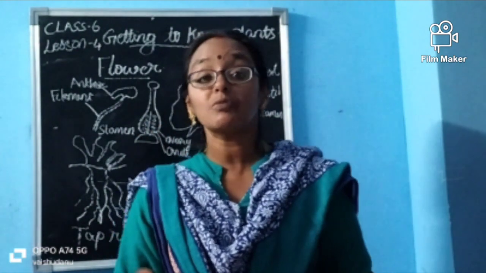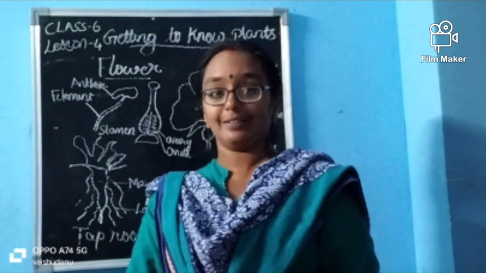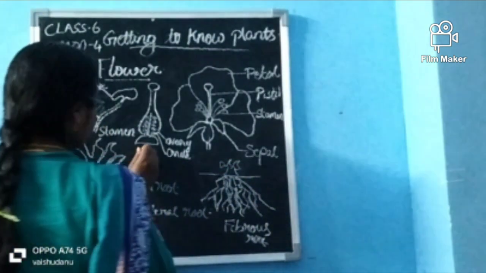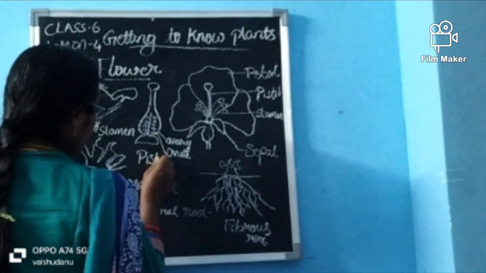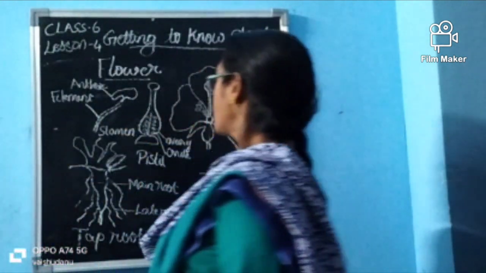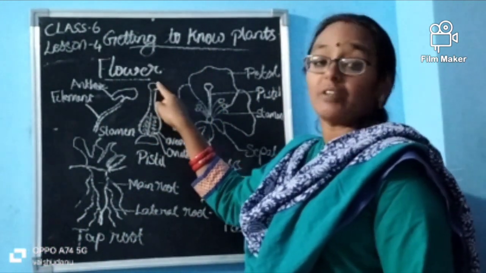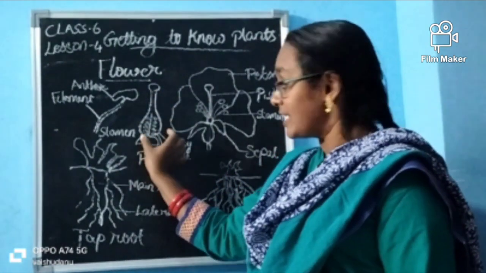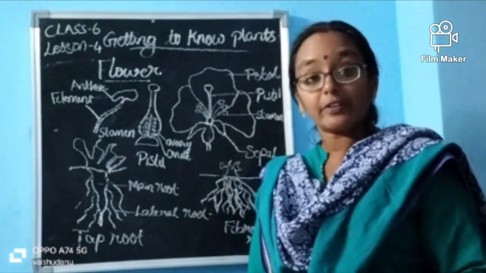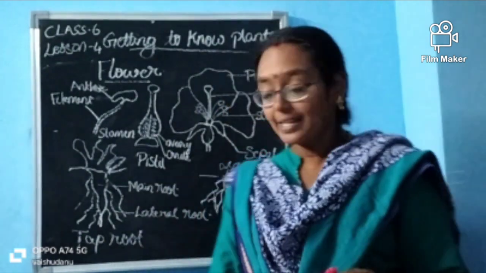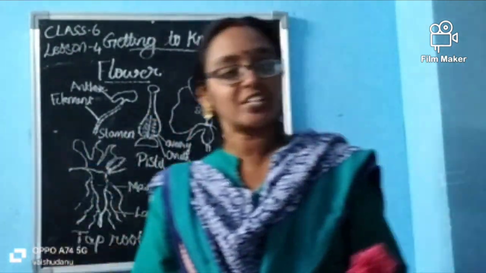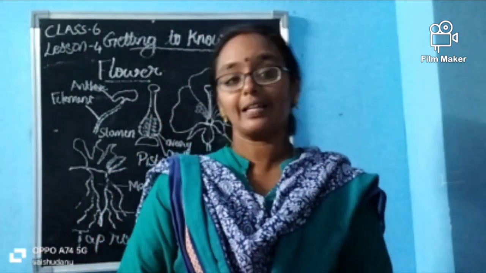Then there is one more part, the female part of the flower. That is called the pistil. It consists of a long tip and a swollen base. The base is called the ovary. Inside that, ovules are also present. How the reproduction is happening in the flower, you will learn in the higher classes.